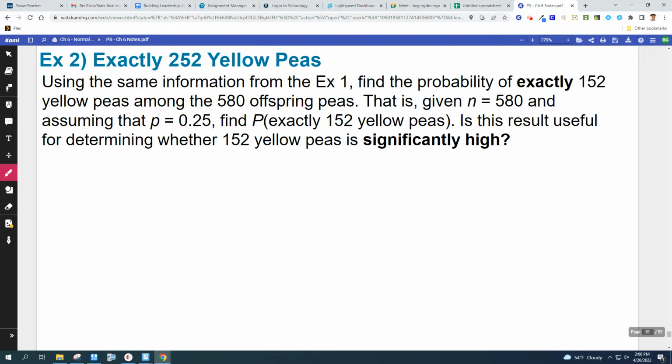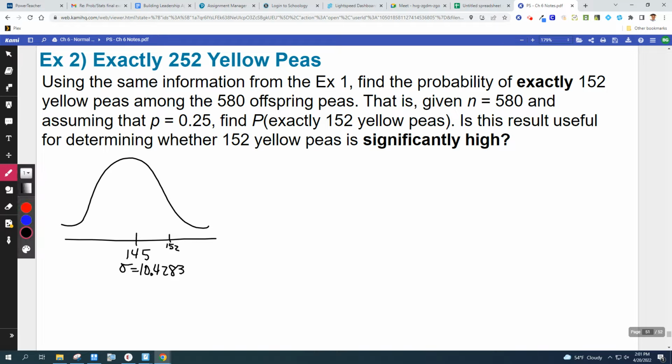Number 2, using the same information from example 1, find the probability of exactly 152 yellow peas among the 580. Think about what we had in that last problem: the mean was 145, and the standard deviation was 10.4283. They gave us 152, but with our correction, we corrected to 151.5 and 152.5.